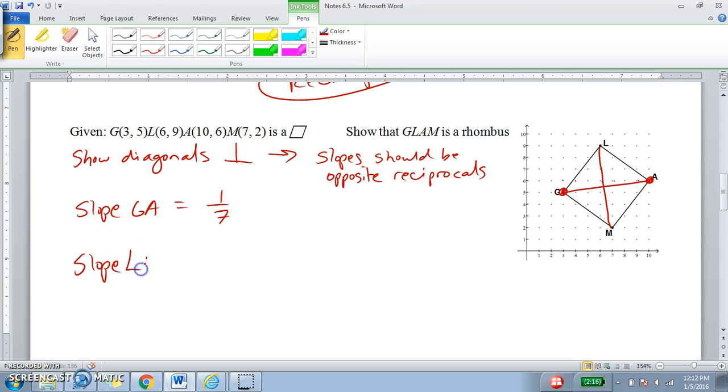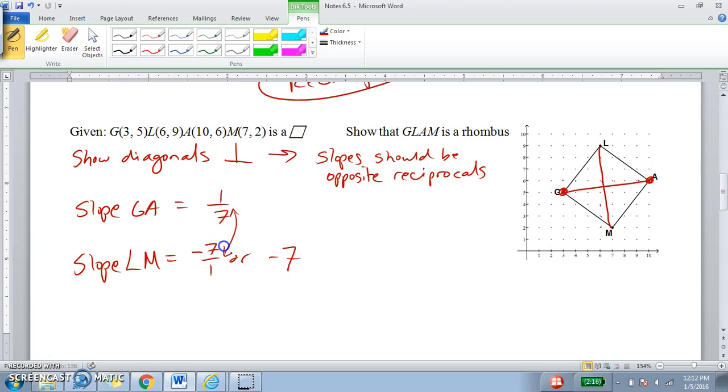Then I need to find the slope of LM. So if I count from L to M, now I'm counting down, so this is going to be a negative slope. So down 1, 2, 3, 4, 5, 6, 7, and over 1. So this is going to be negative 7 over 1, or just negative 7.